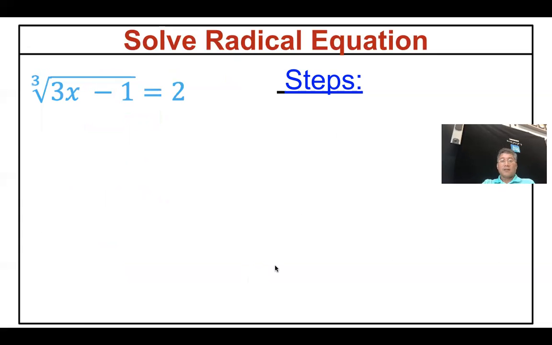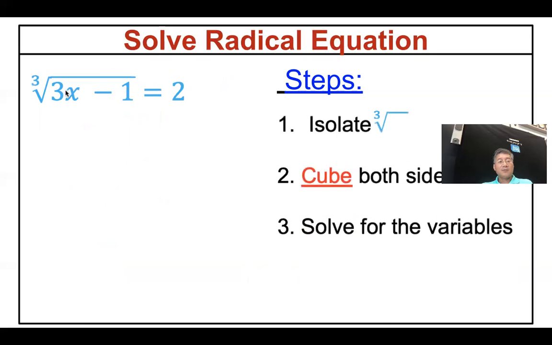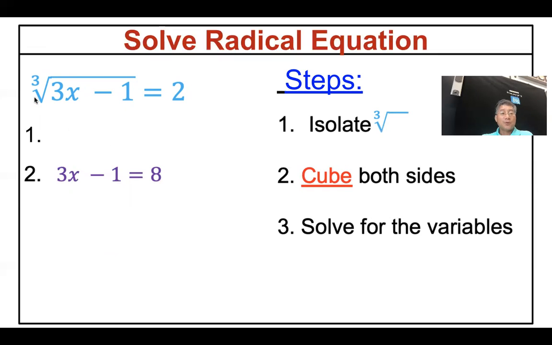Now, another example. We have a cube root here. Same step, right? Isolate the cube root, but there's nothing else to isolate because everything is done, so we don't have anything to do in the first step. To eliminate the cube root, what do we do? We cube both sides. When you cube it, 2 to the third power is 8. And then you solve for the variable.